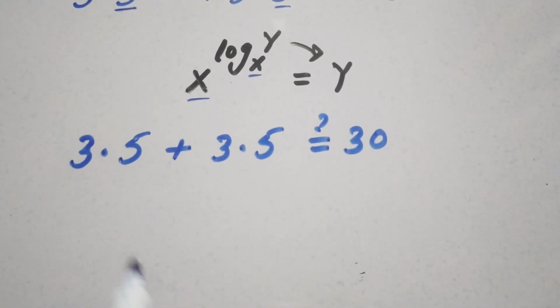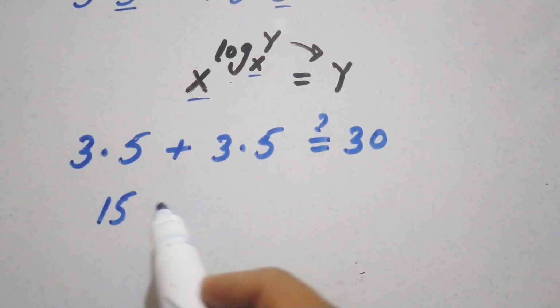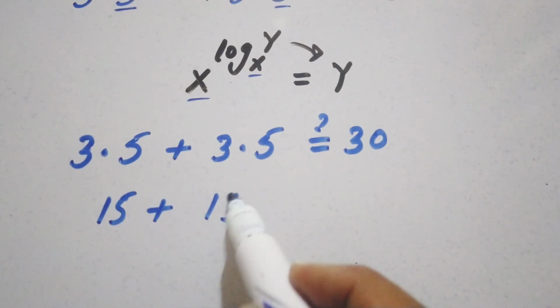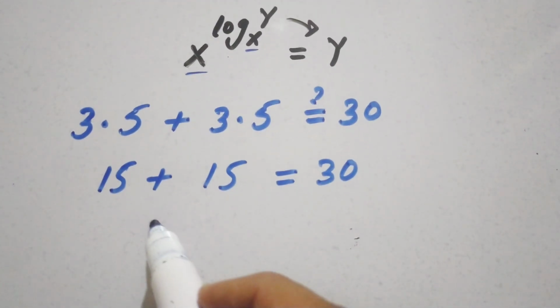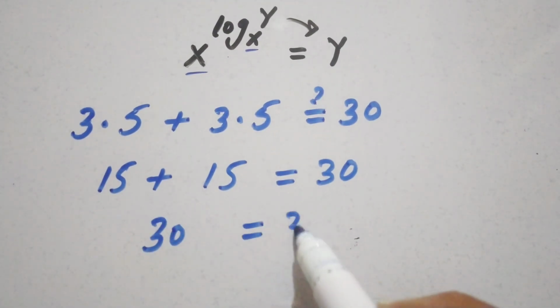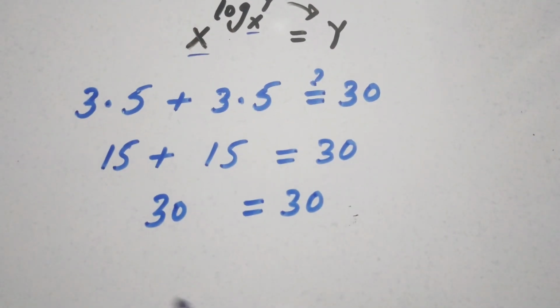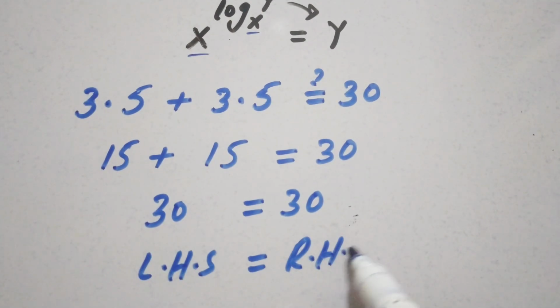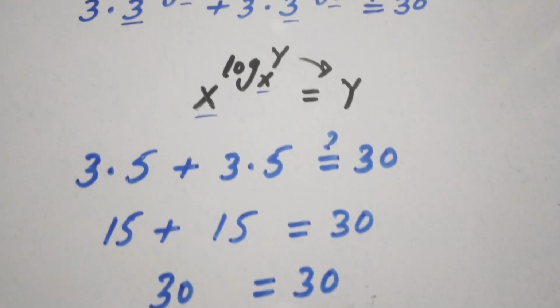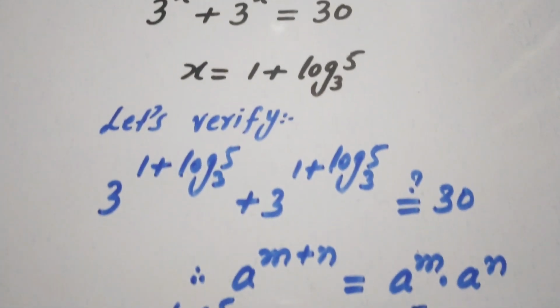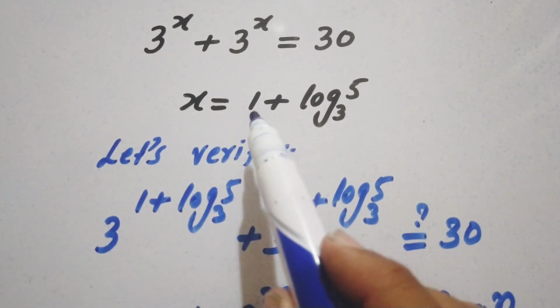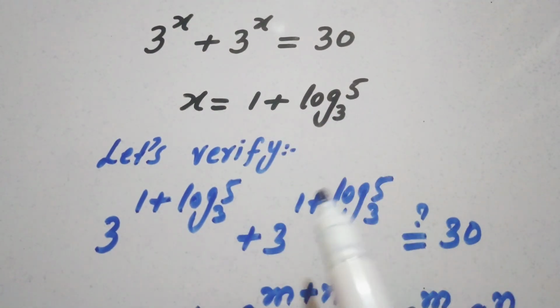Now 3 multiplied by 5, 15, plus 3 multiplied by 5, 15, is equal to 30. 15 plus 15, 30 is equal to 30. Hence left hand side is equal to right hand side. So our answer x is equal to 1 plus log 5 to the base 3 is valid for this given expression.